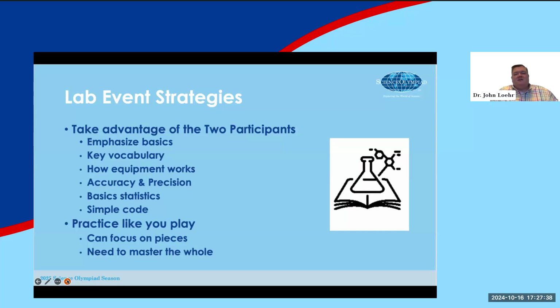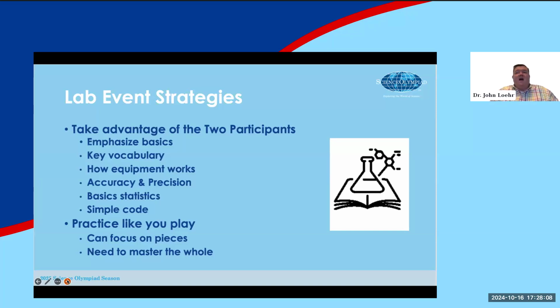The basics. So vocab, how equipment works. Oh, accuracy versus precision. That's another concept I always flip when I really have to explain them, right? The basics of statistics, simple coding, right? Like, how do you figure that? Those are the kind of things that you can help a student do and make sure the students in those events are comfortable with.